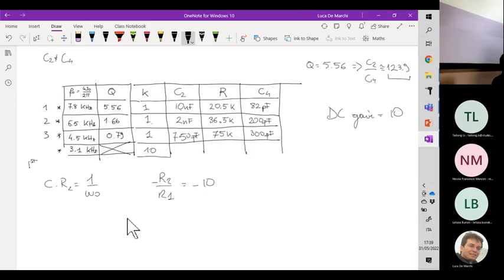Okay, so if you pick a capacitance whose value is 680 picofarad, then R2 should be equal to 73.2 kilo, and R1 should be equal to 7.32 kilo. Okay, to get the desired DC gain.